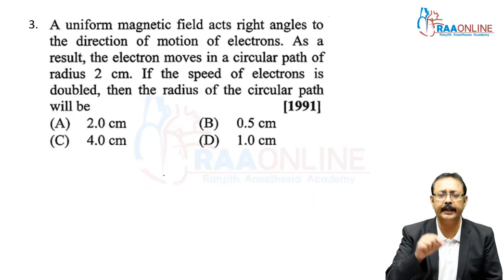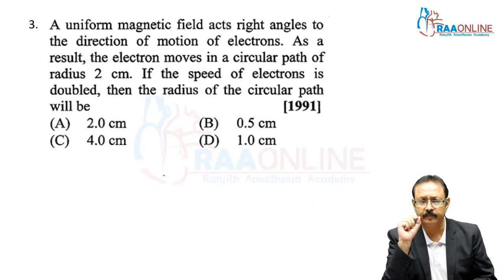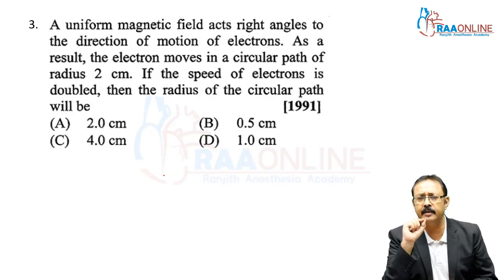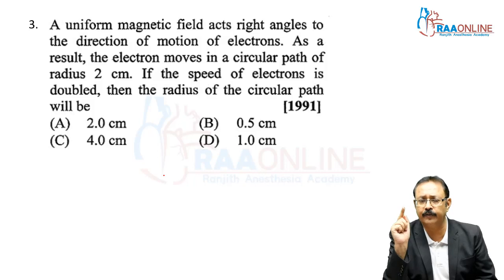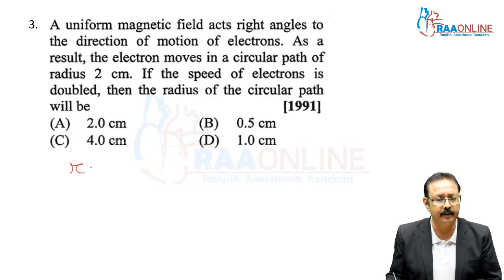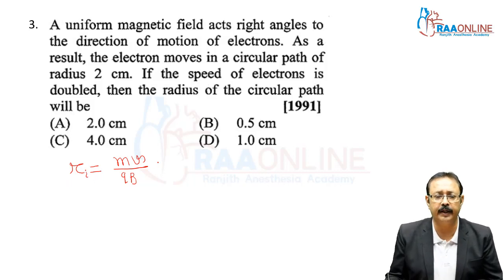Next, it is from 1991 AIPMT. A uniform magnetic field acts at right angles to the direction of motion of an electron. As a result, the electron moves in a circular path of radius 2 cm. If the speed of the electron is doubled, then the radius of the circular path will be? What is the formula for radius? Just as we wrote in the previous problem, mv by qB. It was the initial radius, which they gave as 2 cm.